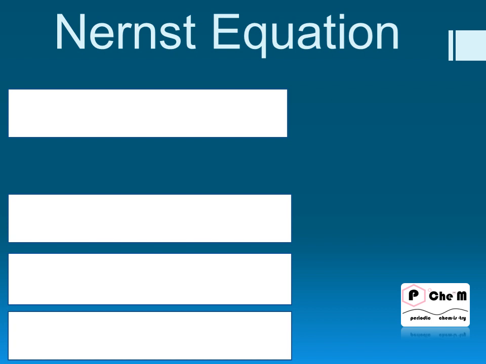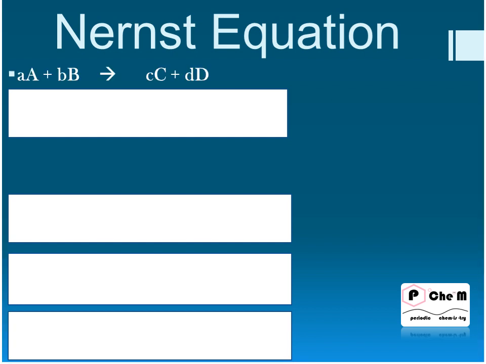Let's take a quick look at various forms of the Nernst equation and then we can go for numericals. Let's consider a general equation: aA + bB gives cC + dD, where capital A and capital B are the reactants, capital C and capital D are the products, and small a, b, c, d are the coefficients.